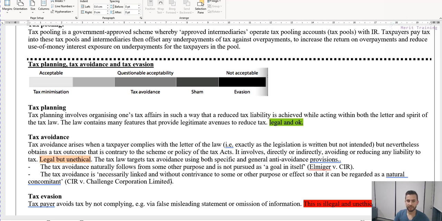So this is basically when you're aware of all the tax laws and you organize your tax affairs in a way that you reduce your tax liability whilst you're acting with both the letter and the spirit of the tax law. And what that means is, letter, you're following what it says in the law, basically.